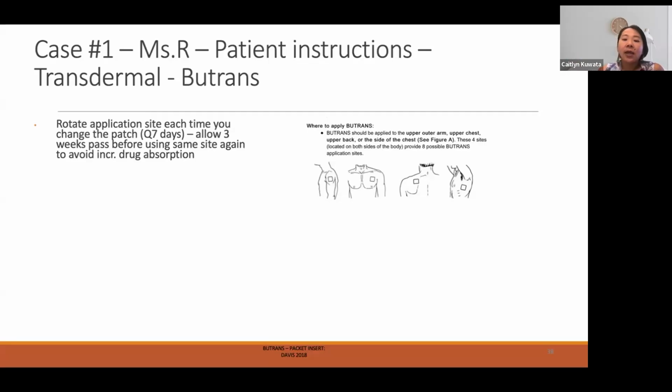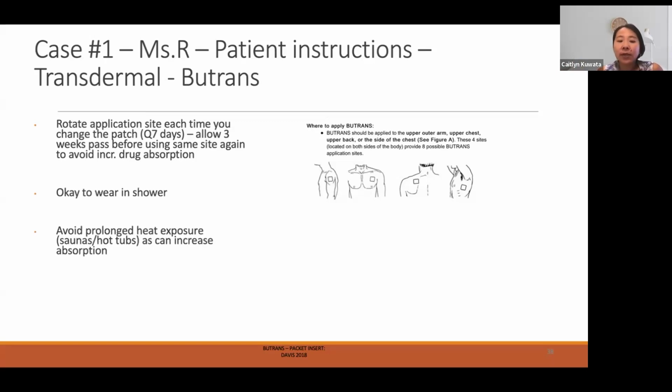It's really important you clarify for a patient, just like the fentanyl patch, Butrans works across your whole body. So you do not put it where it hurts like a lidocaine patch, right? It's a systemic patch. So put it just in these general locations. Don't put it necessarily where you have the pain. It's okay to wear in the shower. You want to avoid prolonged heat exposure like saunas and hot tubs, as this can increase the absorption.